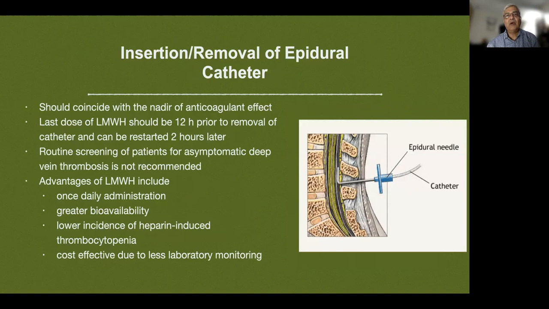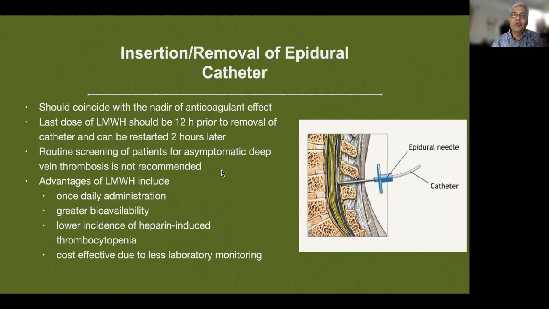Some patients may be on epidural catheters, or you may need to insert an epidural catheter in the ICU. We have to remember that epidural catheters cannot be inserted in patients who are on anticoagulants. So we should wait for at least 12 hours prior to removing the epidural catheter after the dose of LMWH. After the removal, we can restart LMWH 2 hours after the epidural catheter has been removed.